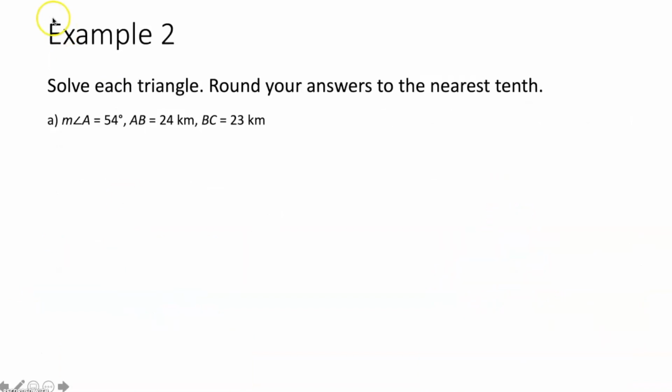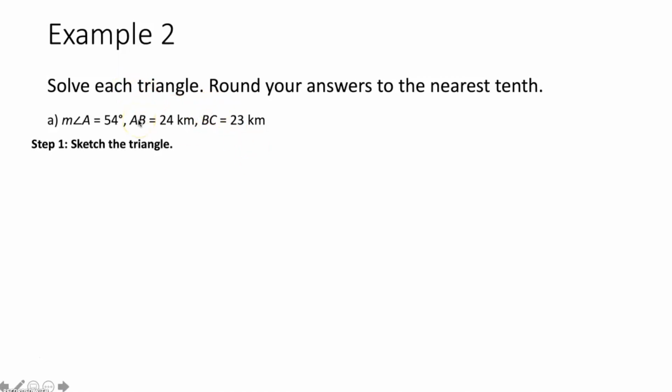Now example 2 says solve each triangle, round your answers to the nearest tenth. So we are again given an angle measure and 2 side lengths, but this time we're asked to solve the given triangle. And when a question asks you to solve a triangle, it just wants you to find all of the angle measures and all of the side lengths. So when you are just given measurements and you're asked to solve a triangle, the very first thing you should always do is make a sketch of that triangle.